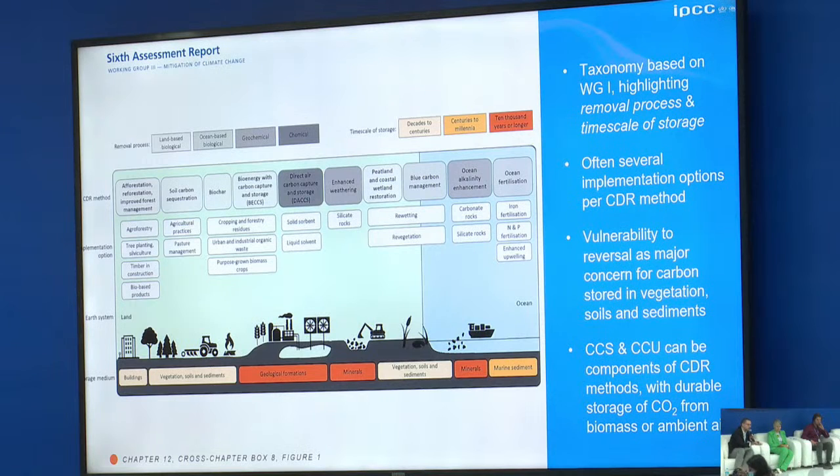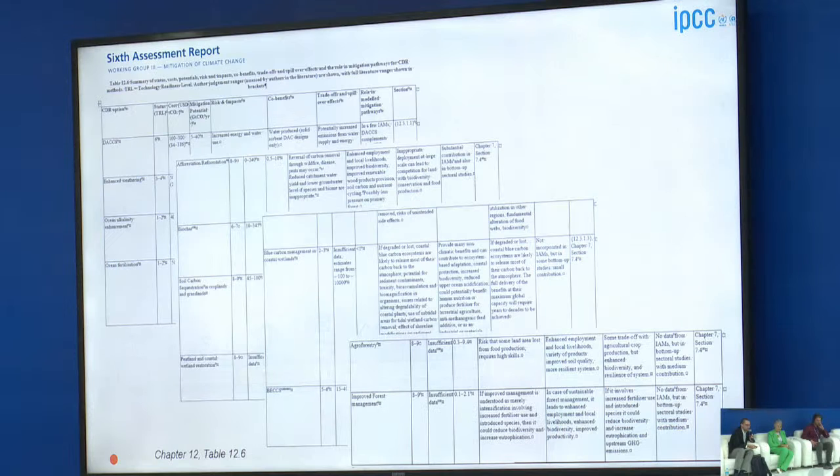One aspect we will get to, that for some methods, the biological methods, vulnerability to reversal is a major concern if you store it in vegetations or soils and sediments. And an often asked question, what about CCS, CCU? Can be a component of a carbon dioxide removal method, but only if the CO2 comes from the atmosphere, not from a fossil-fueled process. I will not go into detail here.